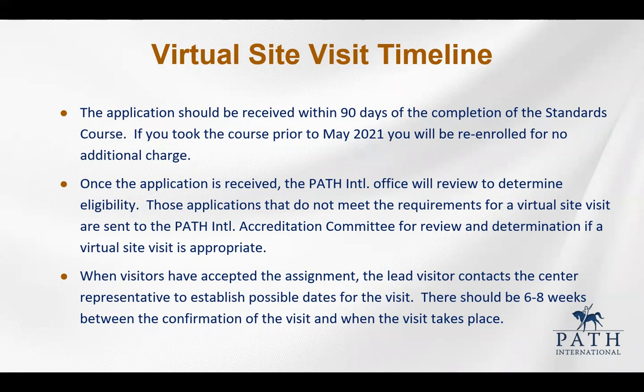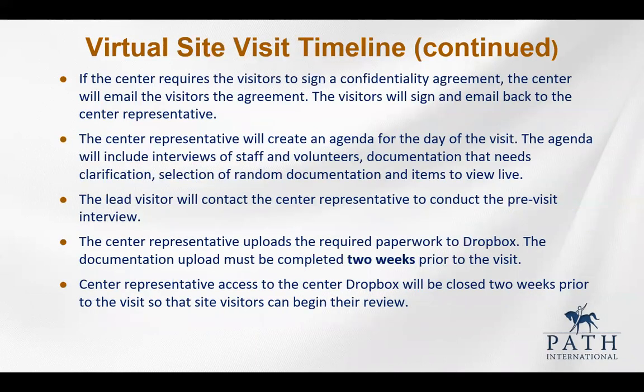When the site visitors are assigned, the center will be notified and can expect to hear from their lead visitor to start planning and setting a date. Once a visit date is determined, the lead visitor will send confirmation to the Path International office, the associate visitor, and the center representative. If the center requires the visitors to sign a confidentiality agreement, the center will email the visitors their agreement form. The visitors will sign and email it back to the center representative. Any center can ask the visitors to sign their confidentiality agreement.